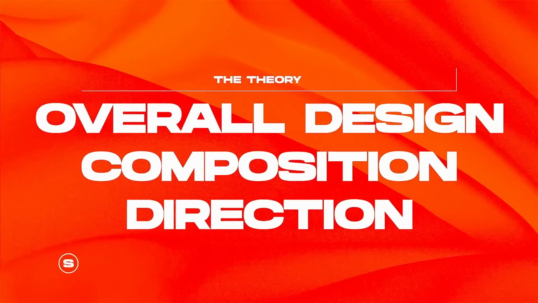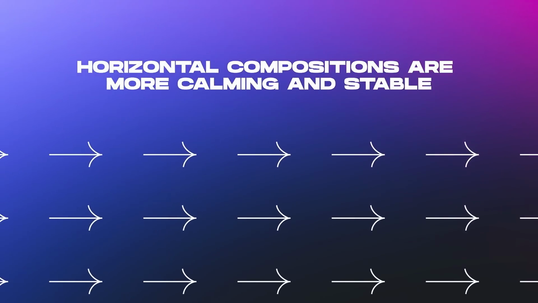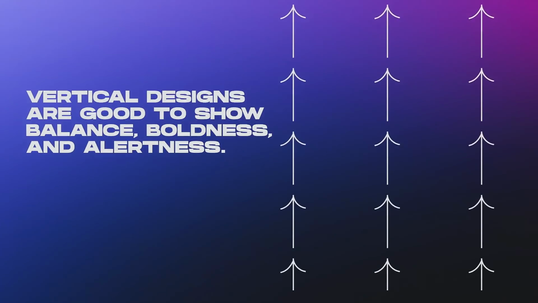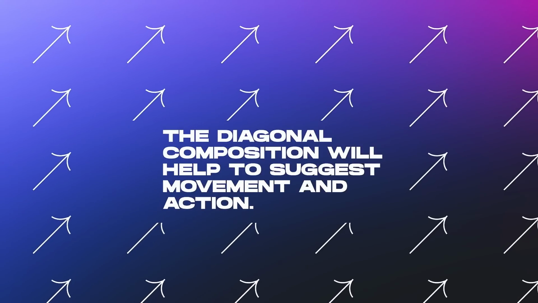Now here's a very simple and effective but forgotten about theory. The theory of overall design composition direction. The three main directions for a composition can be horizontal, vertical, or diagonal. Horizontal compositions are more calming and stable. No, I don't mean landscape designs, I just mean the directional movement of the design layout. Then vertical designs are good to show balance, boldness, and alertness. Then finally, the diagonal compositions will help to suggest movement and action.